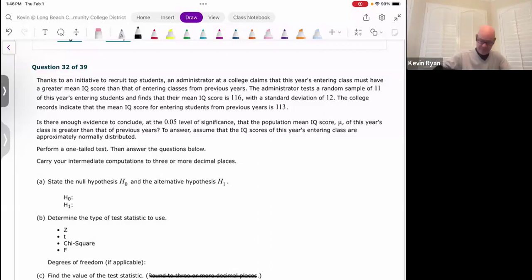So let's start there. So this is mu is 113. And he's claiming that it's bigger than 113. This is going to be a right tail test. They say nothing about the population standard deviation. Yeah, I don't see anything. So this is going to be a t-test.